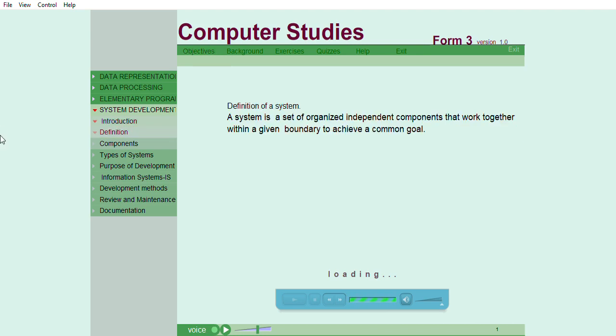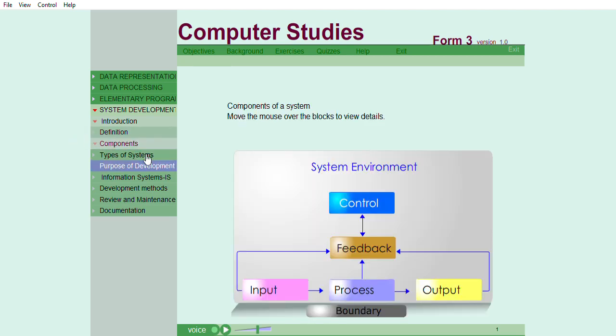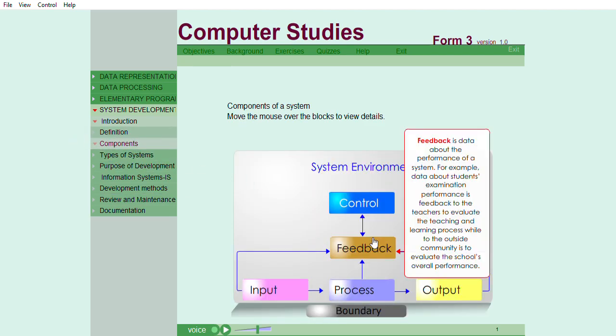Definition of a system. A system is a set of organized independent components that work together within a given boundary to achieve a common goal. Figure 3 is an illustration showing the components of a system.